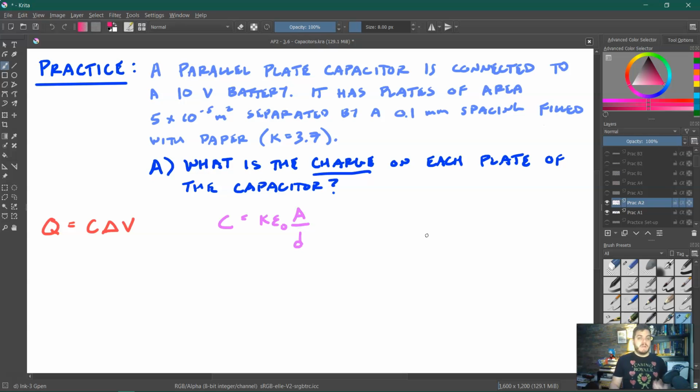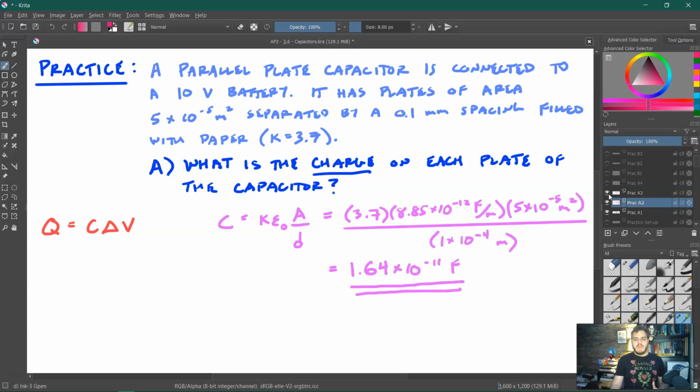So since this is a parallel plate capacitor, we can use C is equal to kappa epsilon naught A over D. And we go ahead and stick in our values. Kappa is 3.7. Epsilon naught is 8.85 times 10 to the minus 12. The area of each plate is 5 times 10 to the minus 5. And D, the separation, is 1 times 10 to the minus 4. Keeping in mind a millimeter would be 1 times 10 to the minus 3, so be very, very careful with the scientific notation there. We stick this in our calculator and we get 1.64 times 10 to the negative 11 farads.